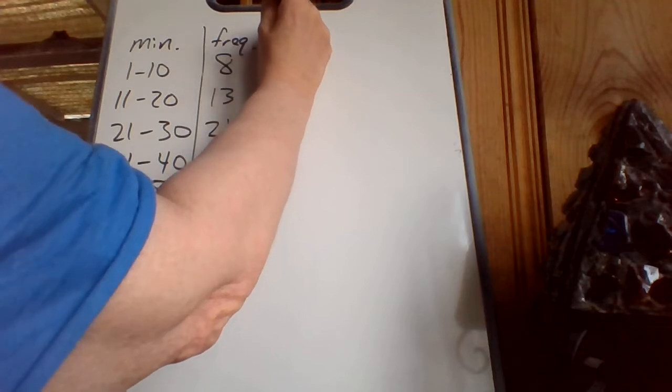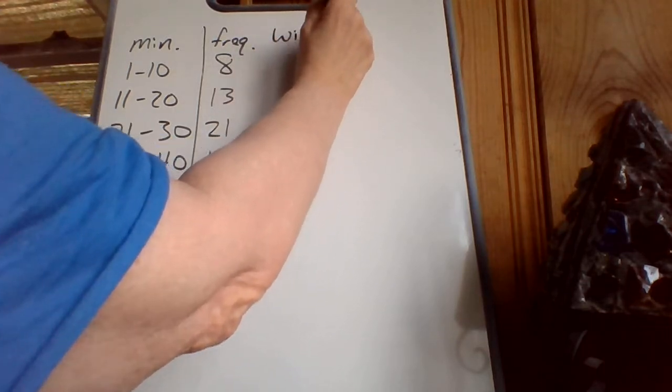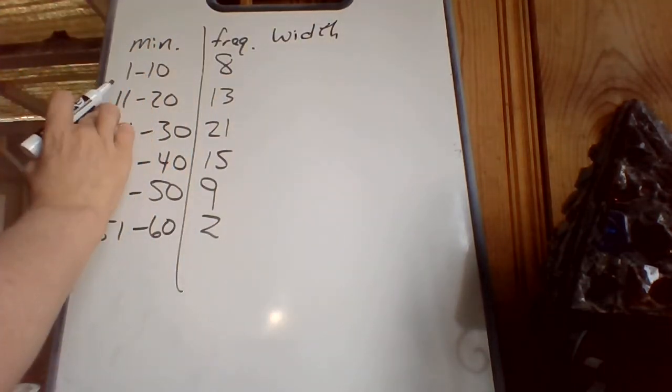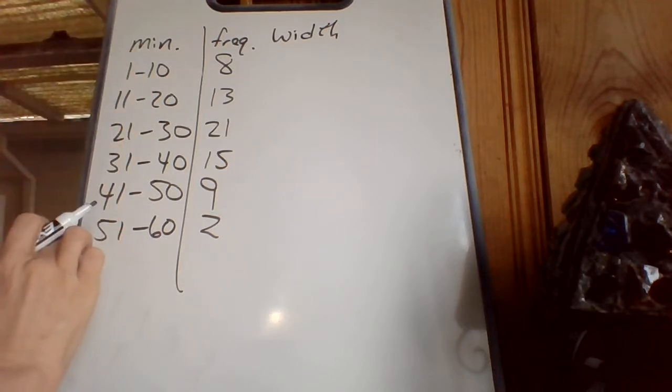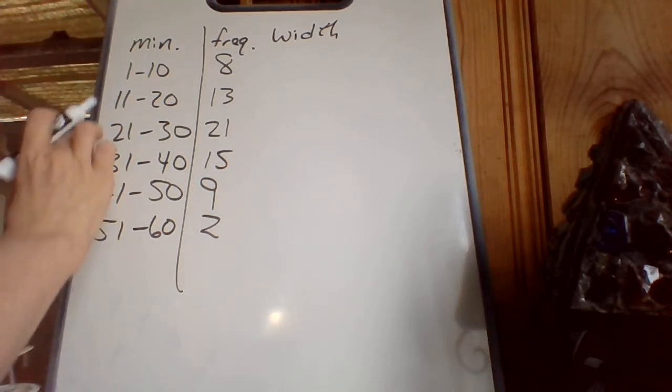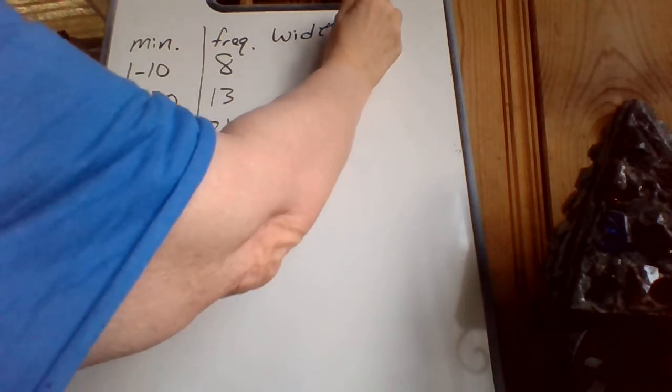Okay, so for question number 3, first of all, I had the width. The width, you only have to write down one number. From the beginning of one class to the beginning of the next, that's 10. It should be the same number no matter where you go here. A distance of 10. So the width is 10.